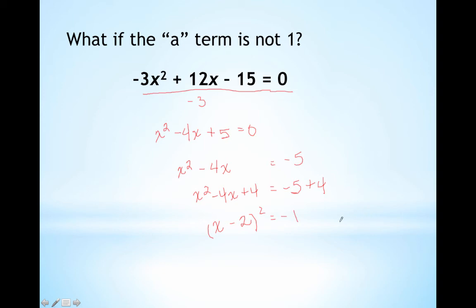Okay, so what happened here? I found in taking the square root of both sides, I would have x minus 2 is equal to the positive or negative value of a square root of a negative number. Remember, we can't take a square root of a negative number at this point, so no real solutions.